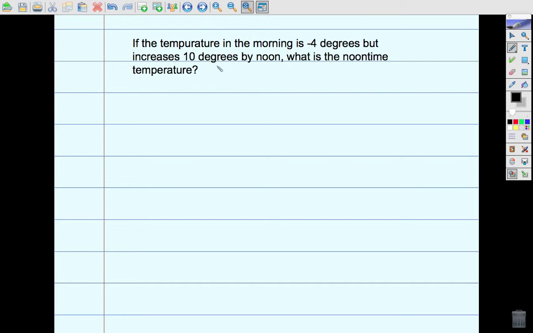If the temperature in the morning is -4 degrees, but increases 10 degrees by noon, what is the noontime temperature? So what we want to do is add these integers, and the problem tells me those integers. My first integer is -4 degrees, and it also tells us that it increases, so I'm going to add, and my number there is 10. I'm going to increase it by 10, and I need to know what that temperature is by noontime.